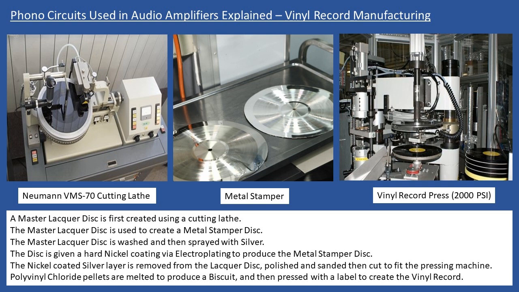So when we think about recording studios, they would commonly use the Neumann VMS 70, and the 70 comes from the 1970s, when it was designed and manufactured. But the Neumann cutting lathe really would be seen as the ultimate when you are producing vinyl records, and there also is a VMS 60 which was produced during the 1960s.